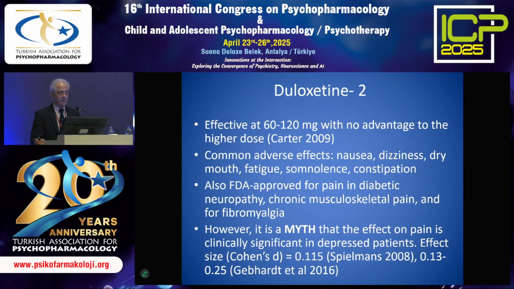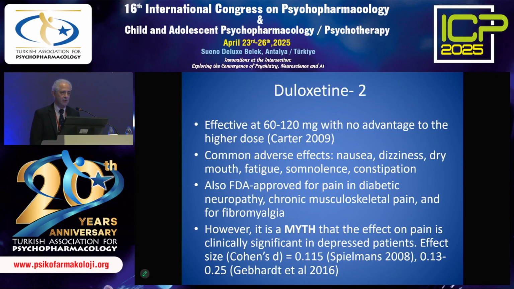And another advantage of duloxetine, it is FDA approved for pain in a number of conditions: diabetic neuropathy, chronic musculoskeletal pain, and fibromyalgia. Those are additional FDA-approved indications for duloxetine. However, it's a myth that this effect on pain is clinically significant in people who are depressed. Now, we're talking about people with anxiety in this lecture.